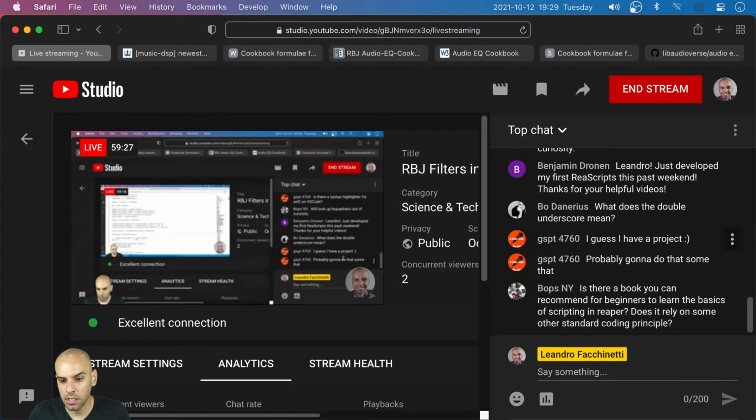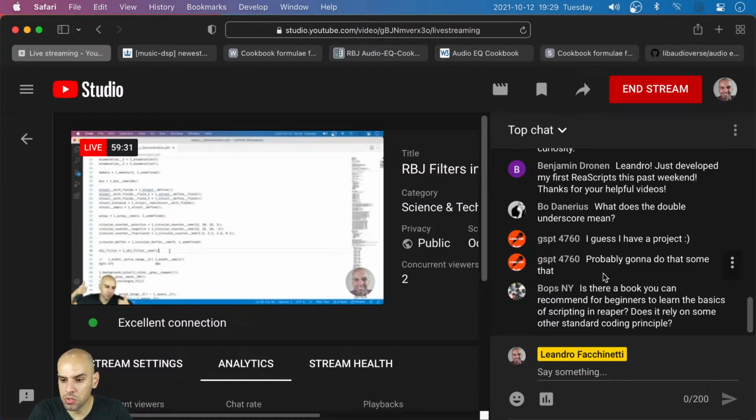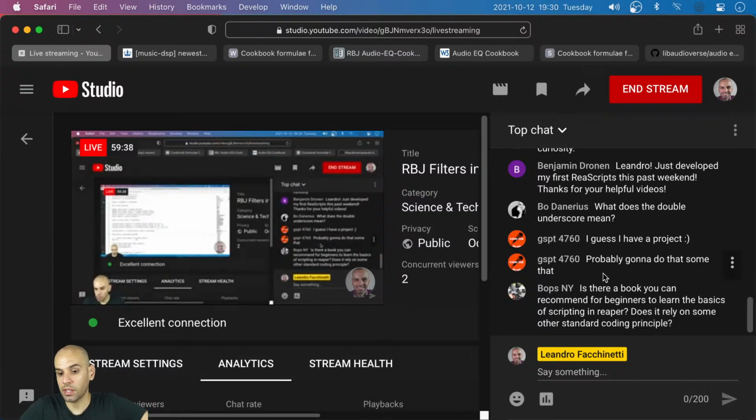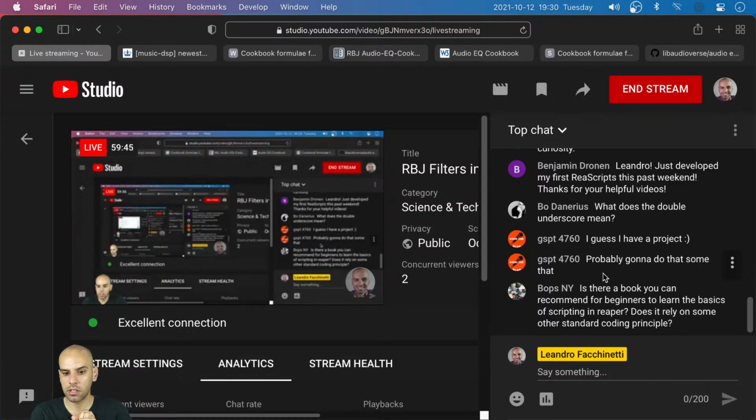And Bobs says, is there a book you can recommend for beginners to learn the basics of scripting in Reaper? Does it rely on some standard coding principle? That's an excellent question. Okay, so there are different kinds of things you can do in Reaper. You can automate stuff, like the things that you would click around to do. You can automate that using Reaper scripts. And then there is the JSFX part of thing, which is for processing audio and video in real time.